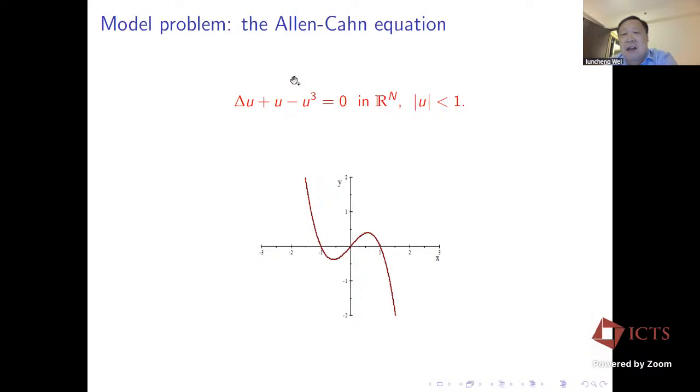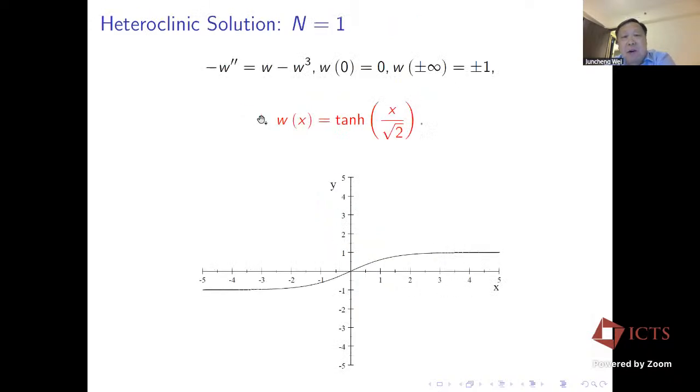So we consider the Allen-Cahn equation. The model problem has two global solutions, -1 and +1, a double well potential, and it has a one-dimensional solution connecting from -1 to +1. In fact, the solution is explicit, which is the hyperbolic tangent.